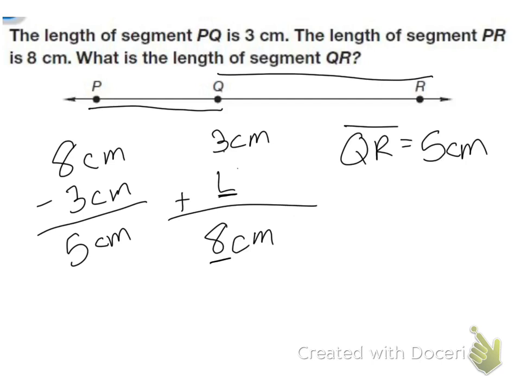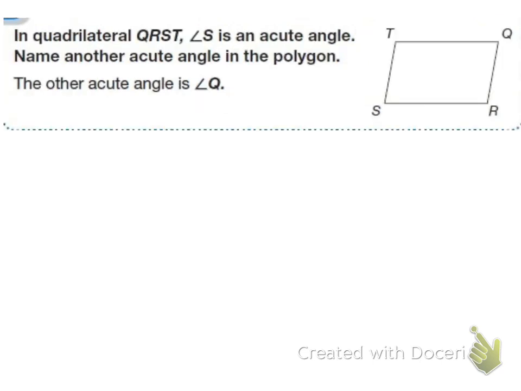Okay. All right, on this problem it says, in the quadrilateral QRST, angle S is an acute angle. Name another acute angle in the polygon. So remember, acute angles mean they're smaller than 90 degrees. And so if angle S is an acute angle, straight across from it, angle Q is also acute. Okay? Because opposite angles are the same in a parallelogram.